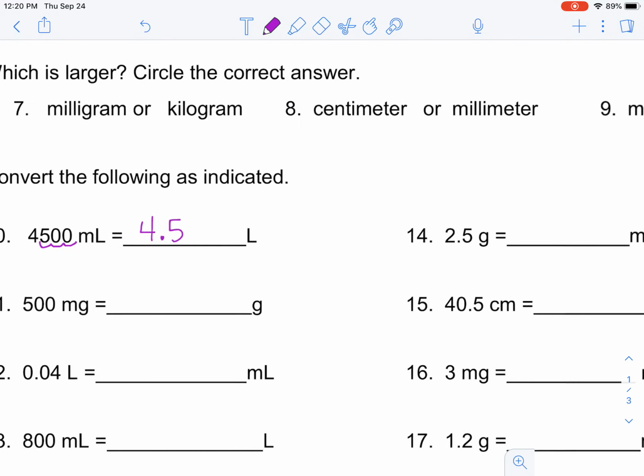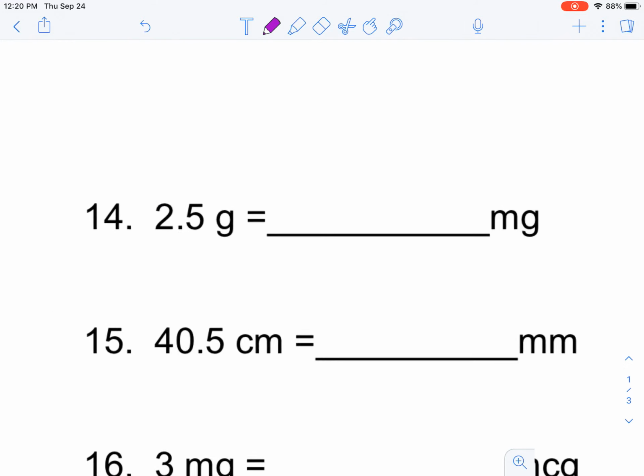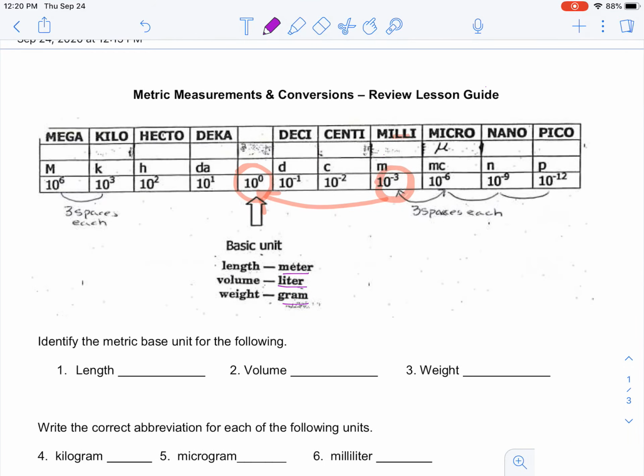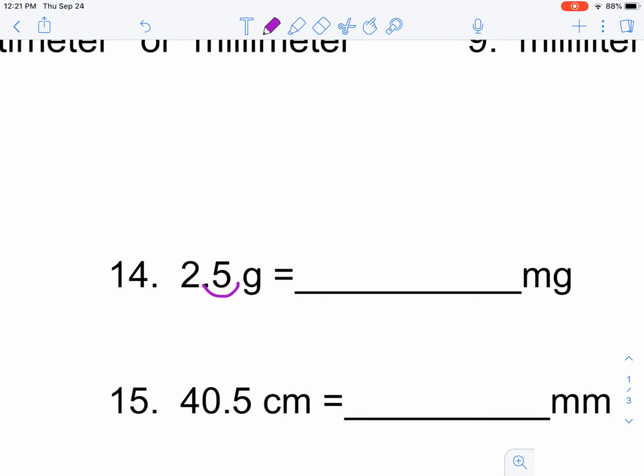So let's do, I'm going to pick out ones that I want to do with you. Let's do this one, from gram to milligram. So if we look at our chart up here, if I start at gram, grams right here, to milligram, that's 3 spaces. That's a difference of 3 on a number line, so that's 3 spaces to the right, and I would move this 1, 2, 3 spaces to the right, and it would make 2,500, and I need those zeros because they're contained by the decimal point.